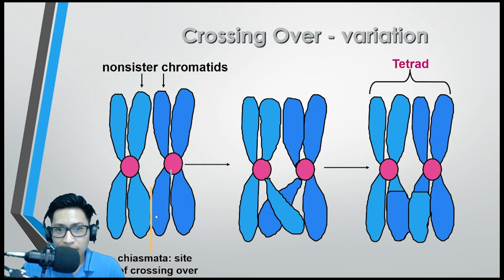Okay? Now, during the crossing over, non-sister chromatids will cross over, lilipat yung chromosome or yung locus ng isang non-sister chromatid sa kabilang non-sister chromatid. What will happen is that there will be a variation. No? Magkakaroon ng paghahalo-halo ng traits.